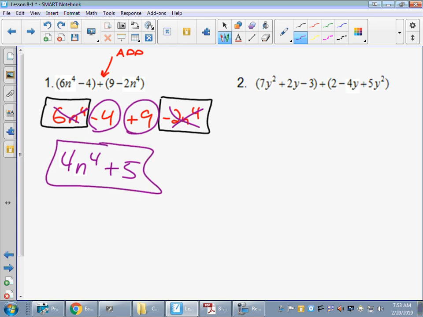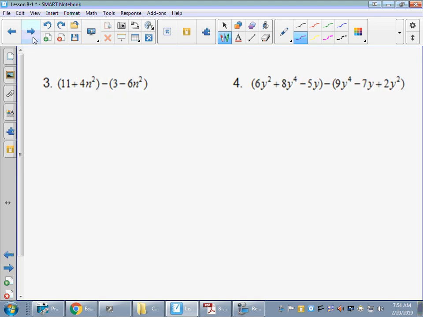Okay? Number 2 is very similar. I'm going to skip that one for now. We'll come back to it in class. And let's look at number 3. Okay, because number 3 gives us a subtraction problem here. So because of this subtraction sign here, that means we're going to have to use the distributive property. And really, you're just distributing a negative 1 through that second set of parentheses. We're basically saying this is -1 times this stuff. So let's make sure we do that first.